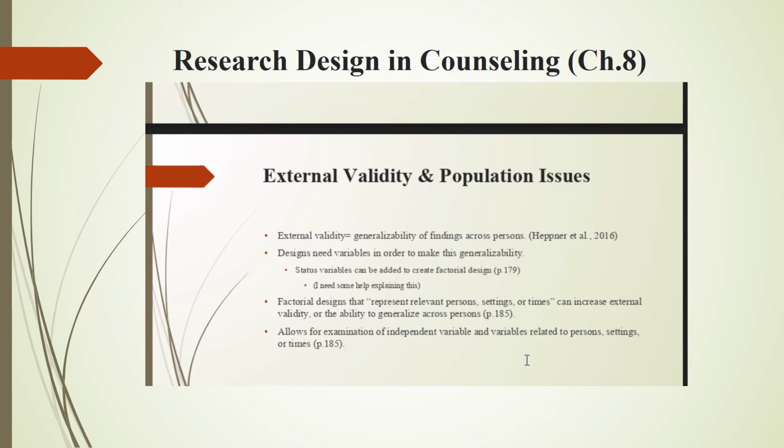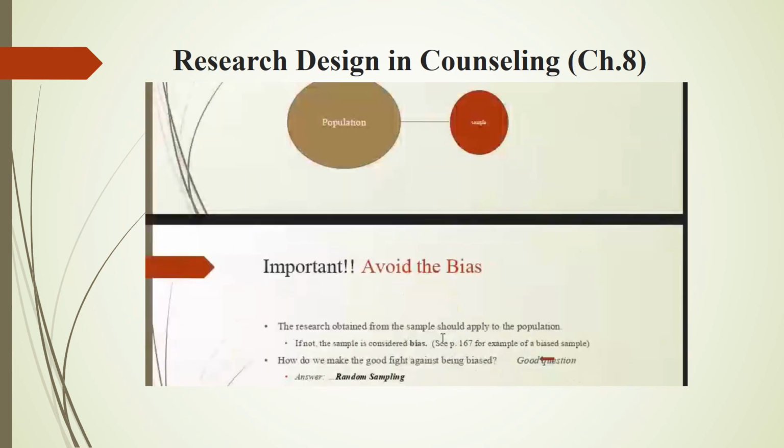Status variables can be added to create factorial design. Factorial designs that represent relevant persons, settings, or times can increase external validity, or the ability to generalize across persons. This is on page 185 in the Heppner text. This also allows for examination of the independent variable and variables related to persons, settings, or time. So that is a very, very brief overview of external validity and the importance of our research having external validity with the populations that we're working with.